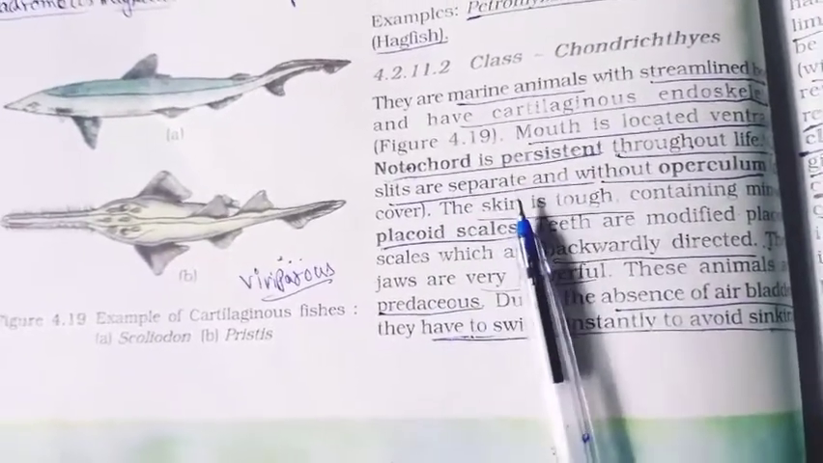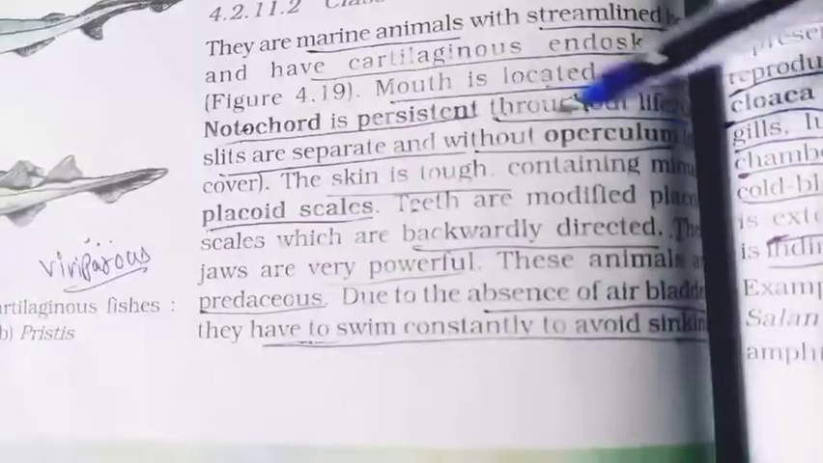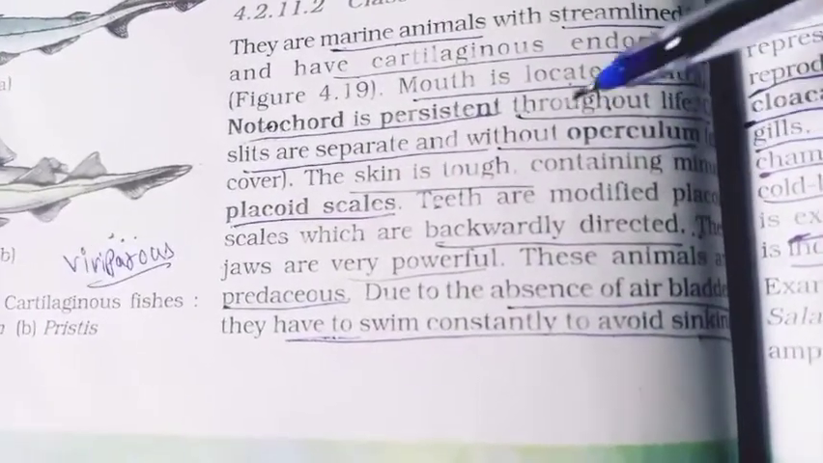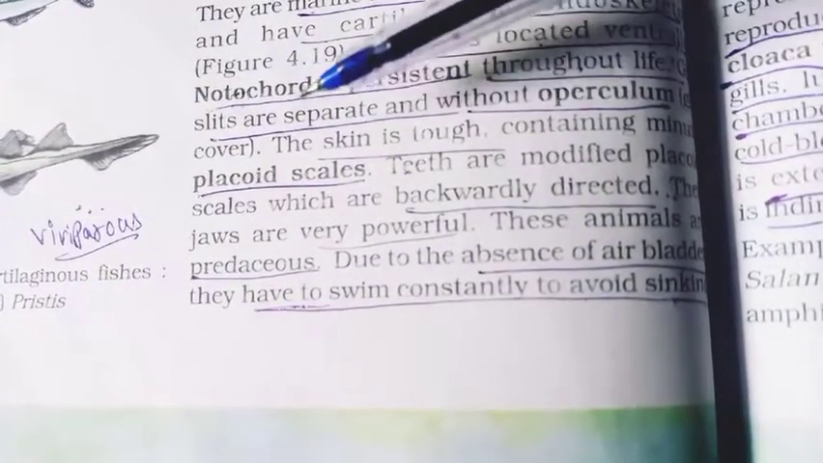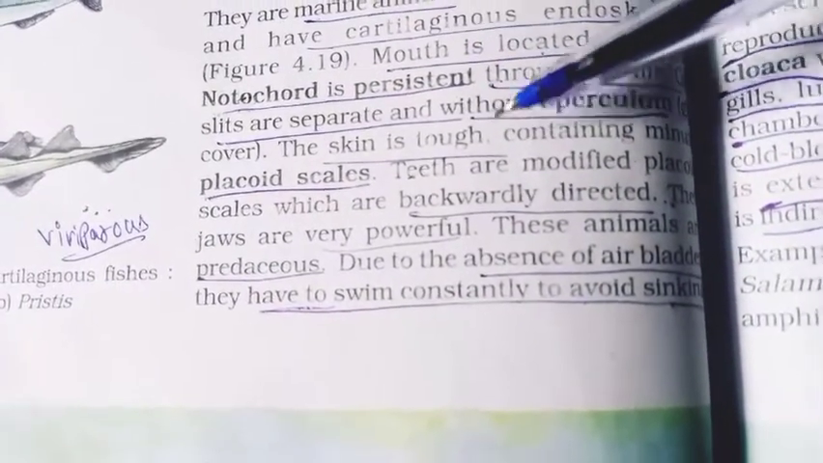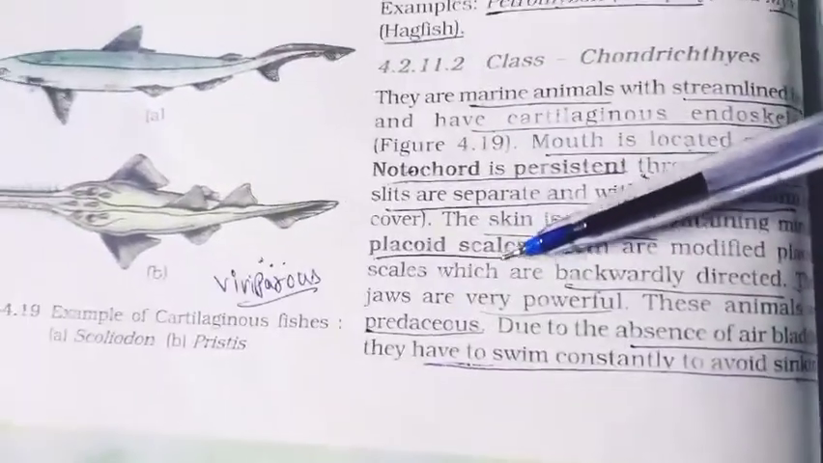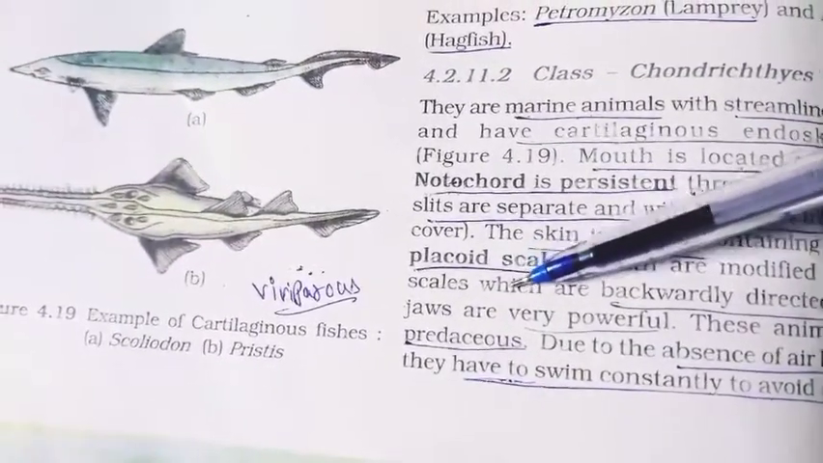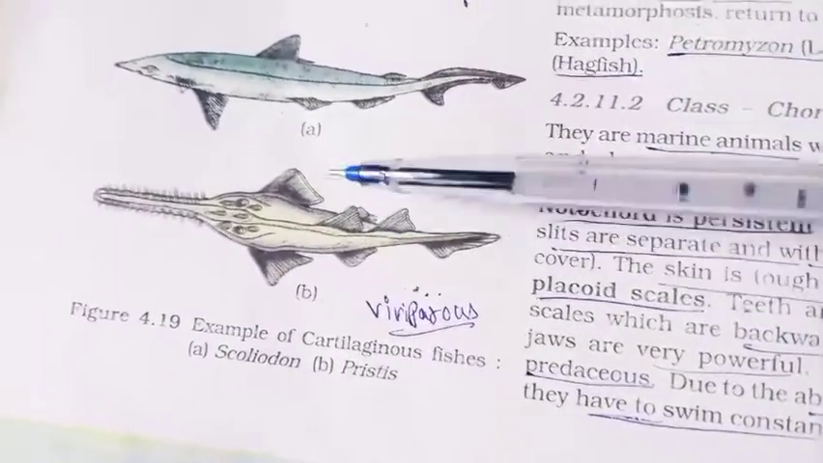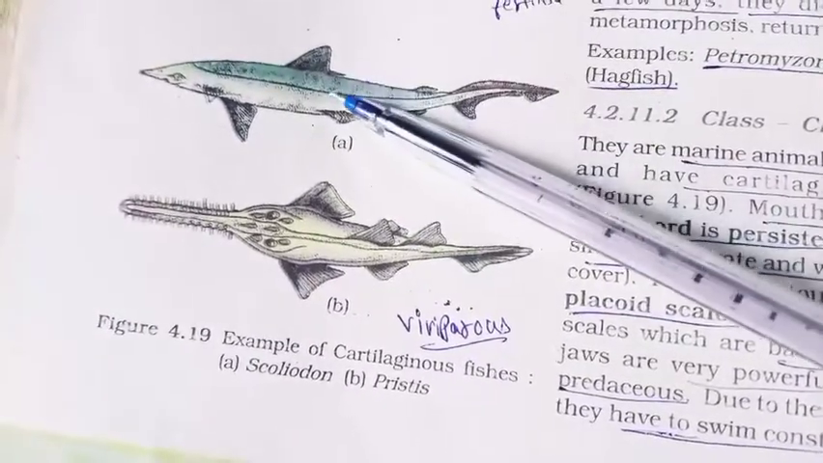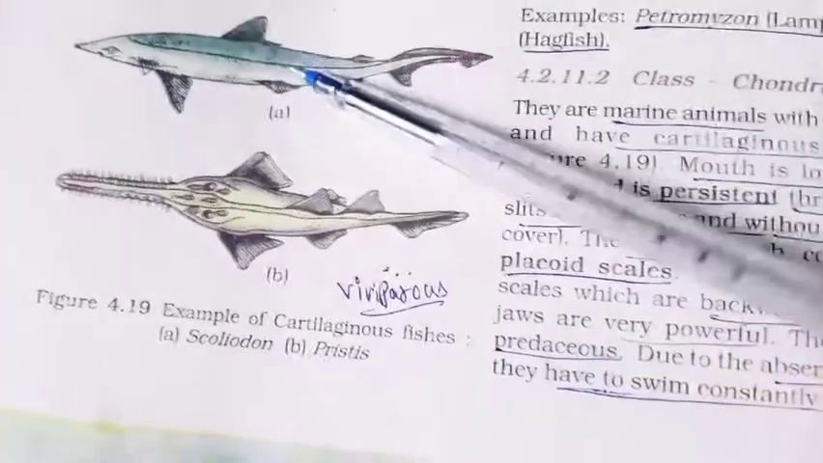Gill slits are separate and without operculum. So here also the operculum is not present. Gill slits are separate, meaning we can see the gill slits. Their skin is very tough, containing minute placoid scales. In Cyclostomata we studied that there are no scales, so their skin is very smooth, but these contain placoid scales. So in their skin some microscopic scales are present, due to which their skin is rough.